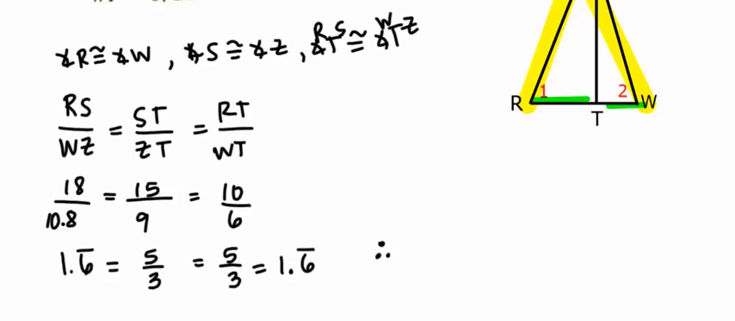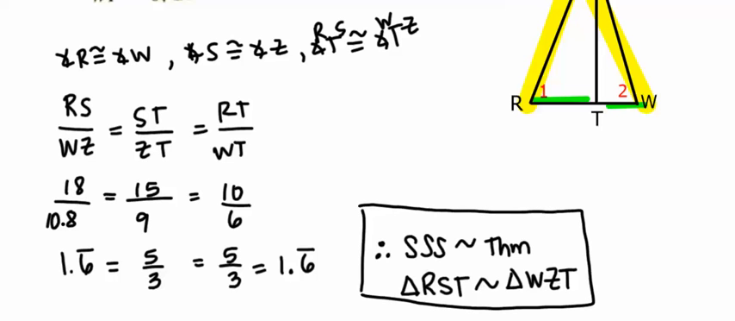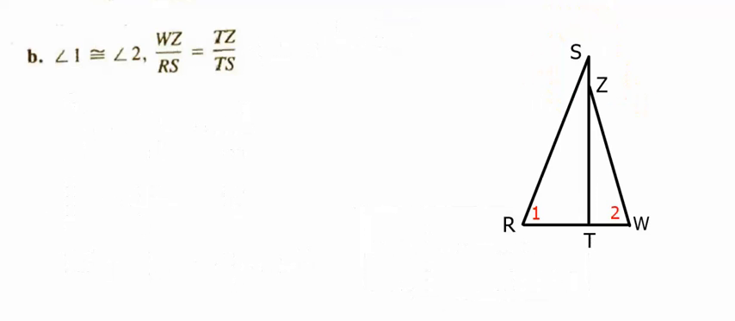Therefore, with all the sides being proportional, we have the side similarity theorem that says that triangle RST is indeed similar to triangle WZT. Let's try the next one.